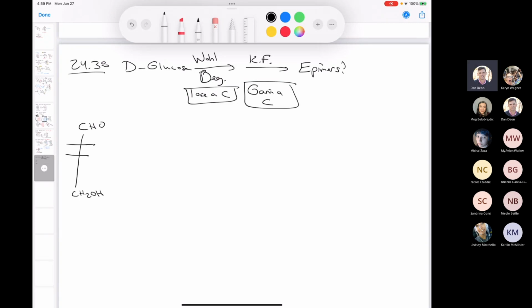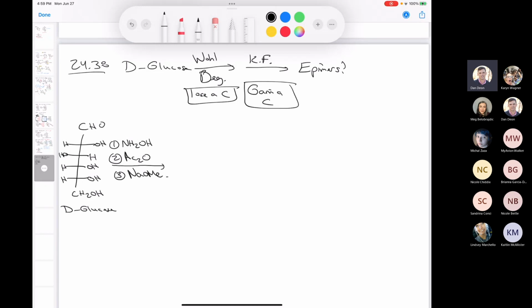So here's our D-glucose, 1, 2, 3, 4. So let's fix this thing up. Oops, kind of close to the side here. There we go. So this is D-glucose. What we're going to do in the Wohl degradation is 3 steps. The first step is to treat it with NH2OH, hydroxylamine. The second step is to treat it with acetic anhydride, that's for dehydration. And then the third step is an elimination using sodium methoxide.